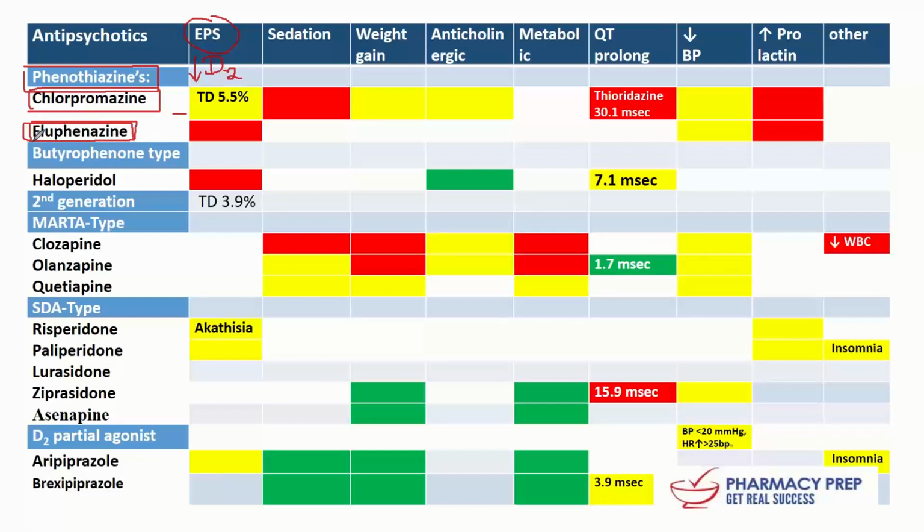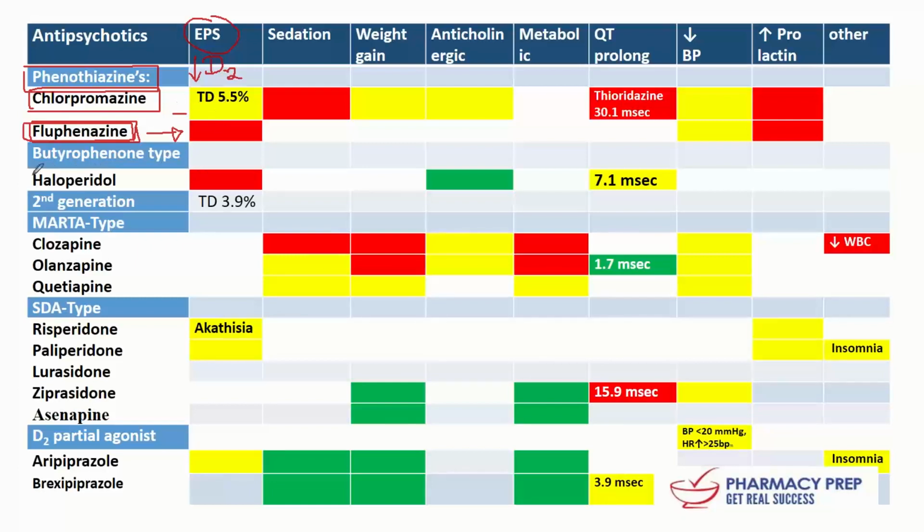Fluphenazine is considered a high potency D2 receptor antagonist. That means it has a strong binding to the D2 receptors, and as a result, it goes under the category of high potency, strong inhibition of D2 receptors. So these high potency antipsychotic drugs are known to have very high extrapyramidal symptoms. Therefore, these drugs are known for high extrapyramidal symptoms.